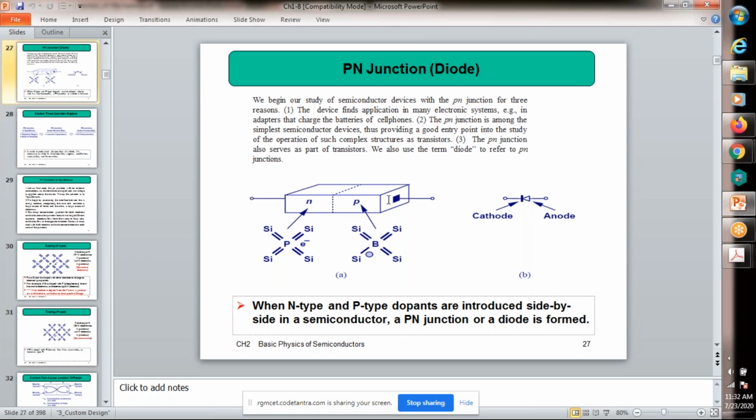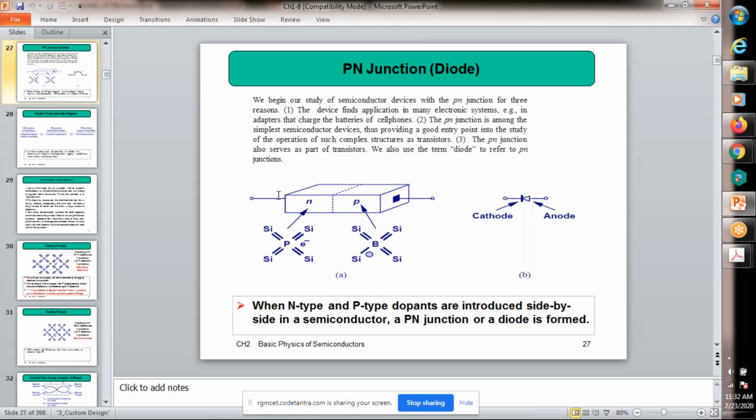Now what happened? Here also one junction is formed. Remember, what type of junction is here? This is a wire or metal, and this is a semiconductor. This junction is a metal to semiconductor junction. Here also one more junction is formed.